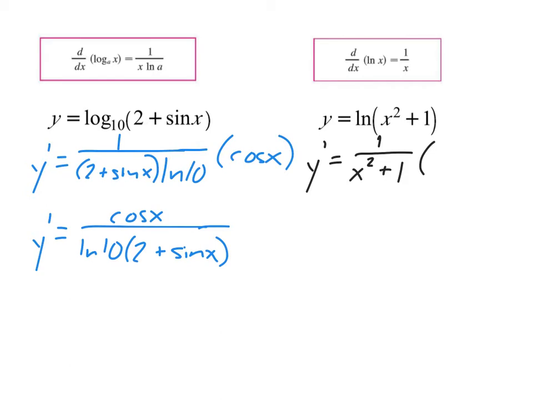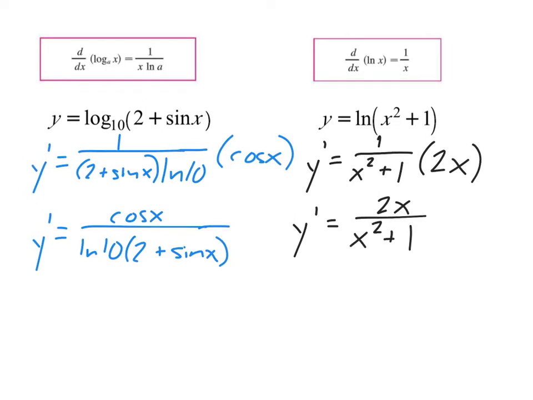That's x squared plus 1. Derivative of x squared is 2x. Derivative of 1 is 0. And so it's all times 2x. And again, clean that up. I don't want to leave it as a fraction times 2x. Let's actually just call it 2x over x squared plus 1.